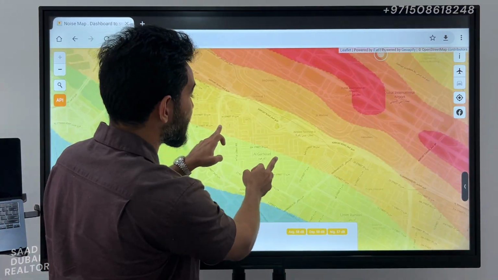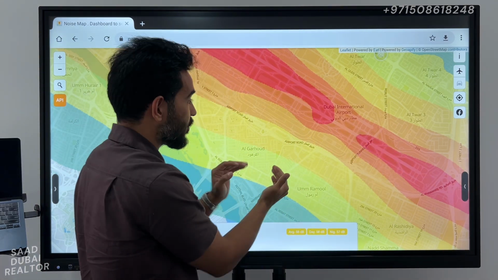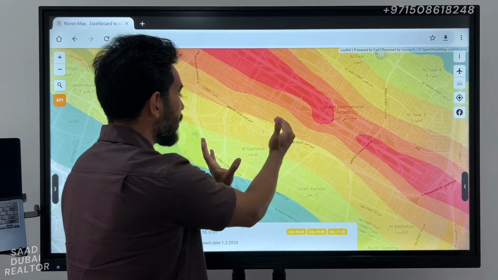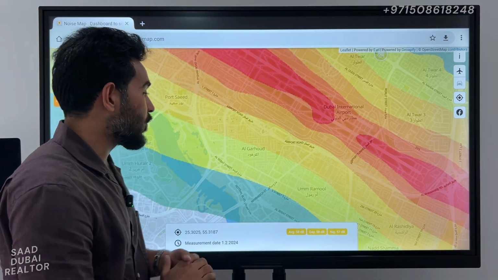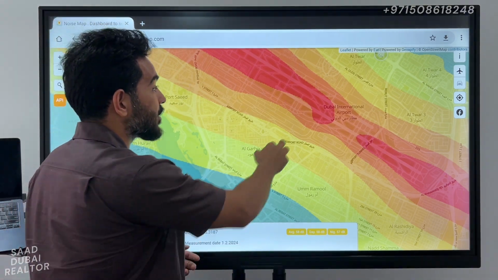Why? Because you can see from the graph, it is not on the runway path. Though it is very close to the airport, it is right there, very close to the airport, it is not on the runway path. So Garhood in general does not have any aircraft sound issues. People are very happy to stay in Garhood, work in Garhood. There's no noise issues in Garhood.